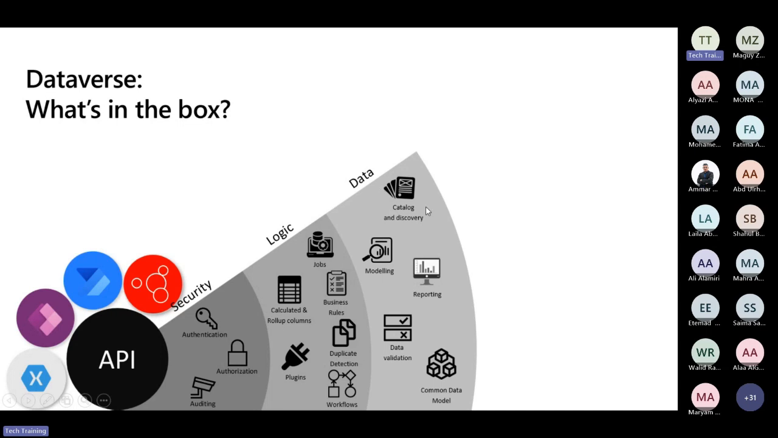Related to data, we have the catalog, which is the table, the place where all tables are shown. So we can select the table that suits our targeted application. We have them already modeled, because first thing, what is meant by modeling?